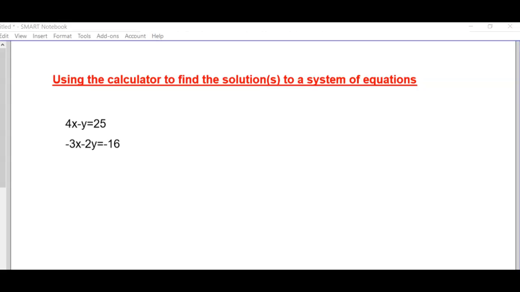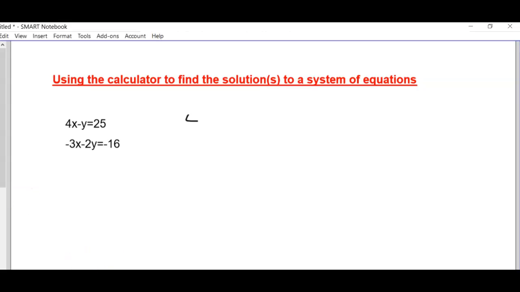Okay, in this video, we're going to use the calculator to find the solution to a system of equations. So we have our two equations given here, and they're in standard form. If we're going to use the calculator, we actually have to solve for y, because we can't enter it in standard form on the TI graphing calculator.